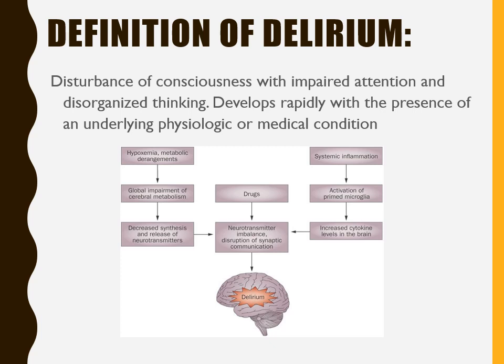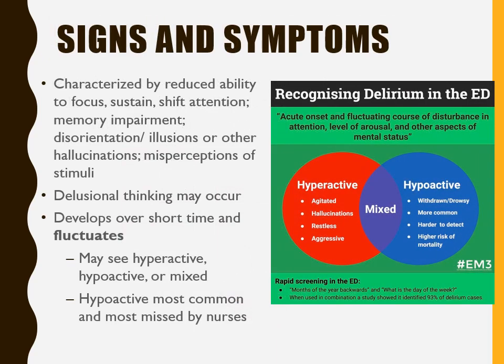The definition of delirium basically is disturbance of consciousness with impaired attention and disorganized thinking. It develops really rapidly in the presence of an underlying physiological or medical condition. That's why you need to look at it right away, because if we can correct the physiologic condition or the medical condition, that usually will kind of bring them back, so to speak, and help with keeping them focused on the here and now and not kind of getting forgetful. What do you see with signs and symptoms of people who have delirium? Now, with delirium, a majority of the obvious one is that they do not know where they are.